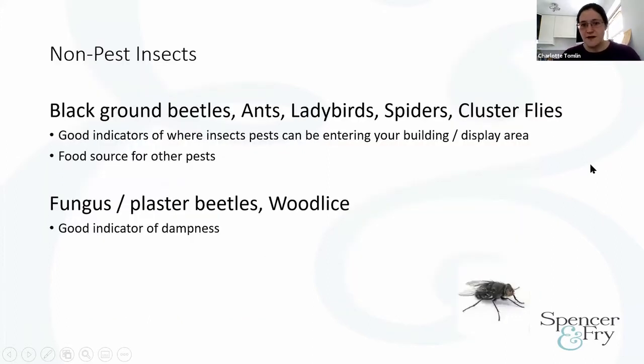So I just want to take 5 minutes just to talk about non-pest insects. So these are things that don't directly damage collections. So things like black ground beetles, ants, ladybirds, spiders, cluster flies. However, their presence can cause a problem.